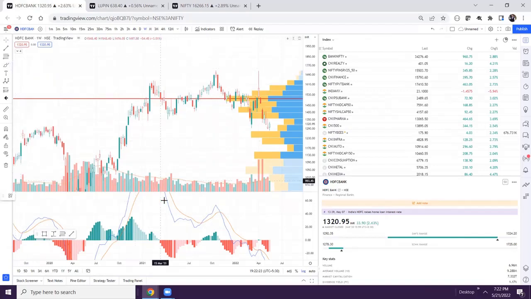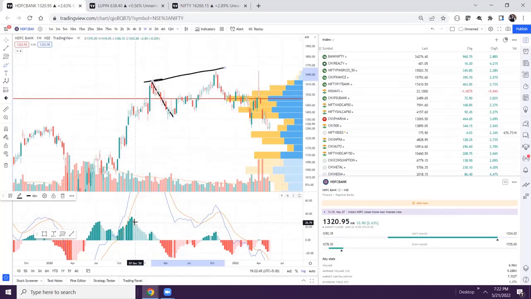See, what a divergence is: suppose this is a top. Then price goes above this top here. It breaks this top. So you see, price is above this top here. But if you look at the indicator from this point to this point, you will see that the indicator is not making a new higher high. Ideally, it should be above this point.